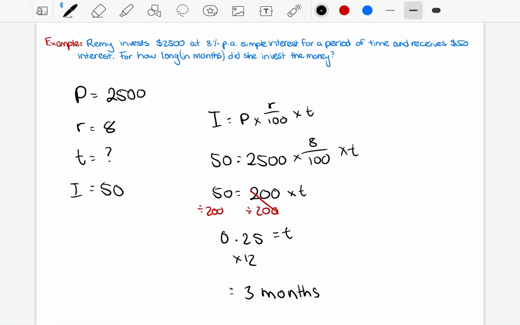So we've now made sure we've answered the question, which said, for how long in months did she invest the money? 3 months.